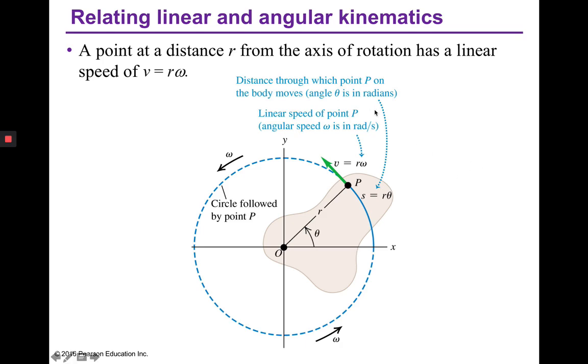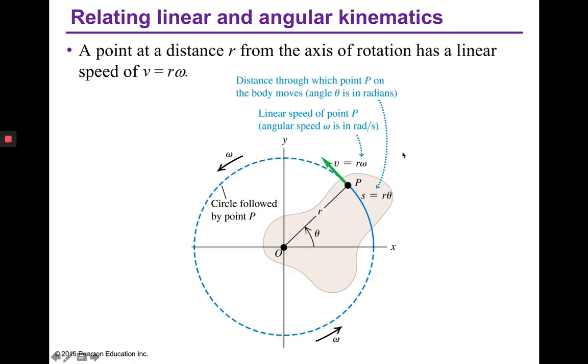Okay, so how do we get from linear over to angular and back and forth? We've got this object rotating around at some angular speed omega in radians per second. Then imagine some point P that's this distance r away from the axis of rotation. How fast is that point traveling around the circle? Well, the distance it would travel would be the arc length, s equals r theta.